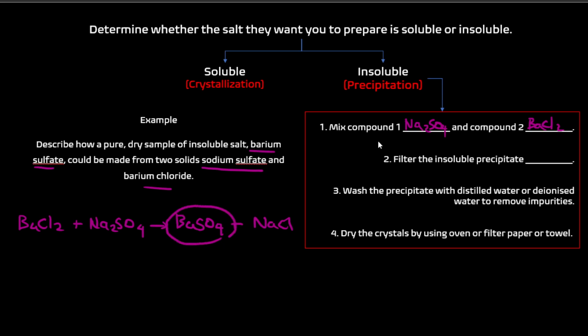After you mix compound 1 and compound 2, the insoluble precipitate BaSO4 will be formed and you need to filter it. Since there was no heating involved, the third step is important in a precipitation reaction: you need to wash the precipitate with distilled or deionized water to remove impurities. Finally, dry the crystals using an oven, a filter paper, or a towel.